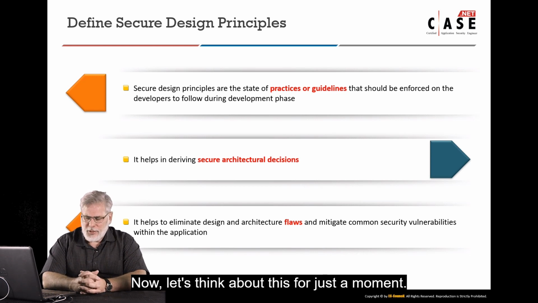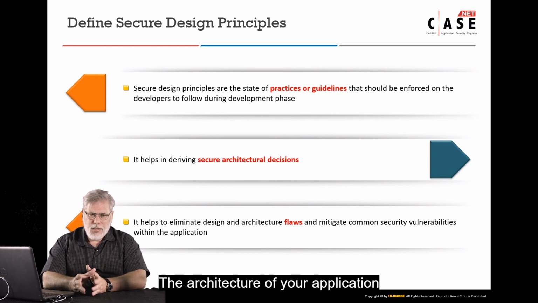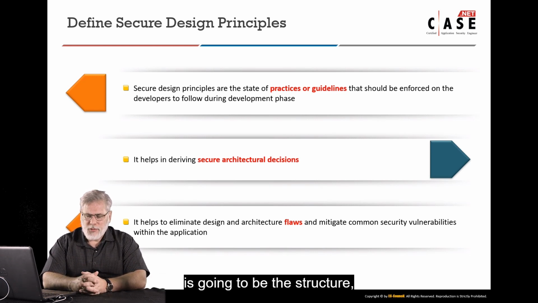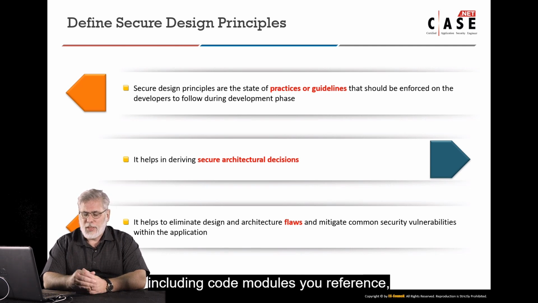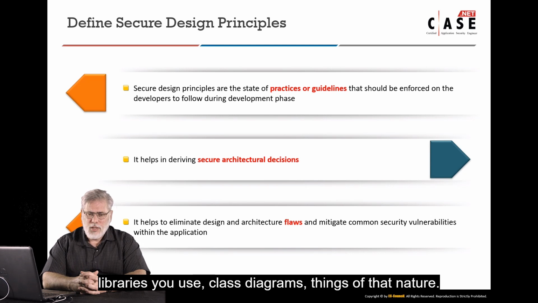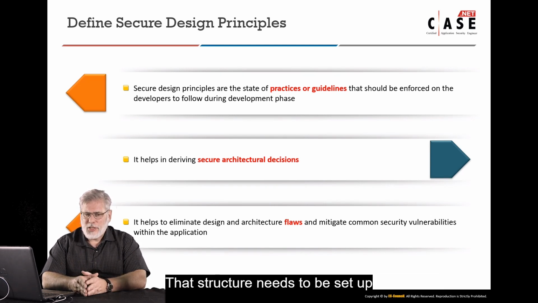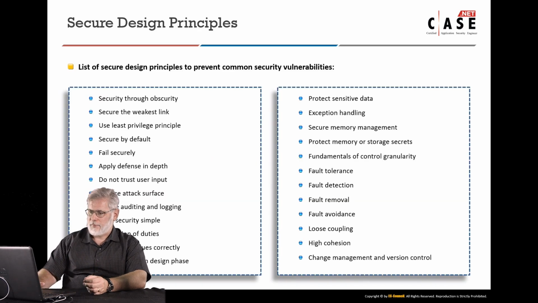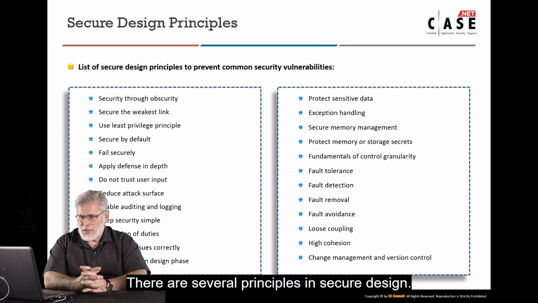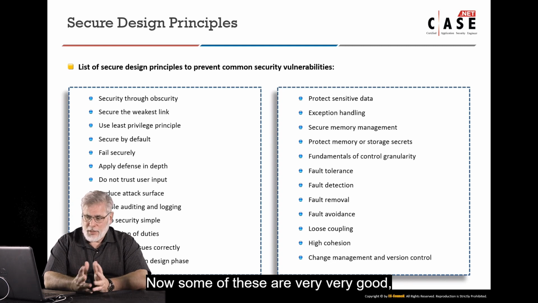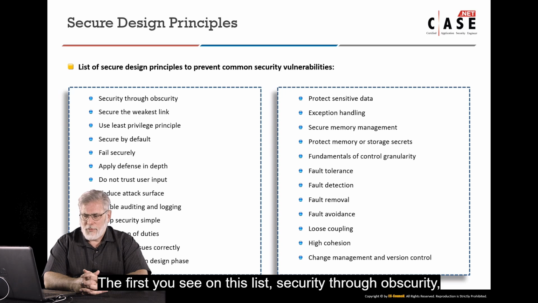Now let's think about this for just a moment. The architecture of your application is going to be the structure, including code modules you reference, libraries you use, class diagrams, things of that nature. That structure needs to be set up in a way to most enhance security. There are several principles in secure design. Now, some of these are very, very good. Some of these are less effective. The first one you see on this list, security through obscurity.